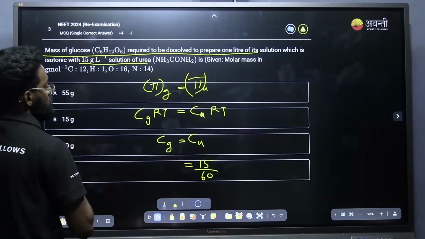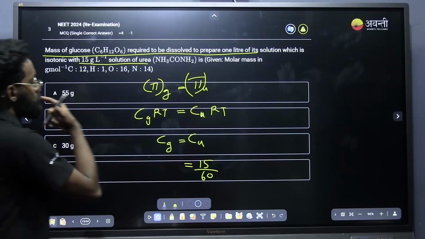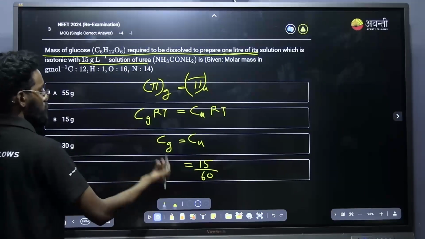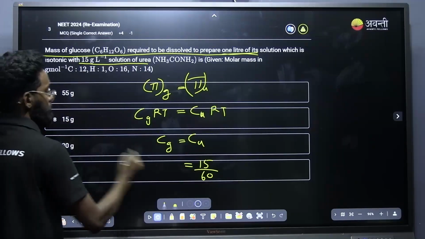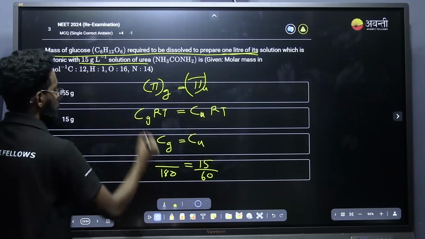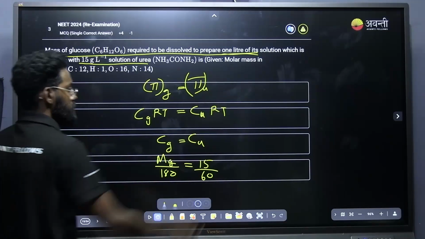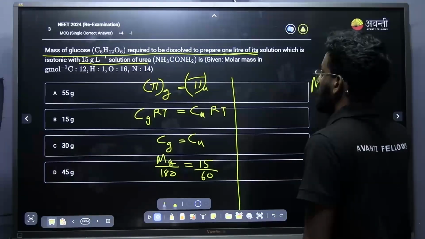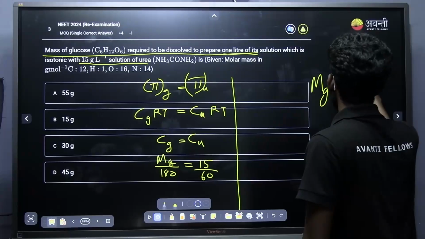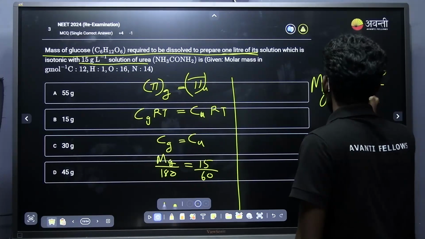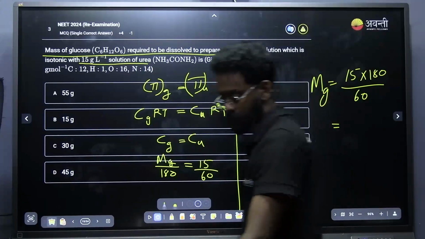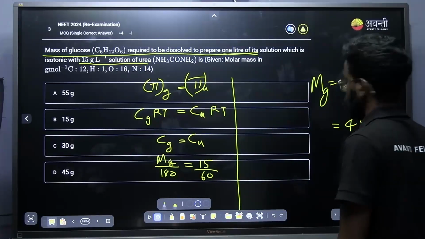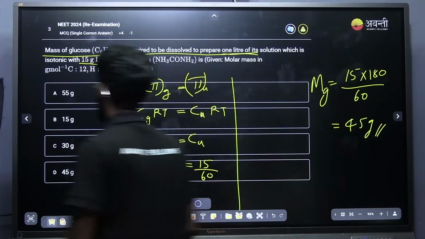And concentration of glucose: here also we are preparing 1 liter solution. Molar mass of glucose we already know, 180. That will be in the denominator, 180. And mass of glucose is what we have to find out. So from this it is very clear, the amount of glucose required is 15 into 180 divided by 60. And what is the answer? It is coming 45 gram. So this is my answer.